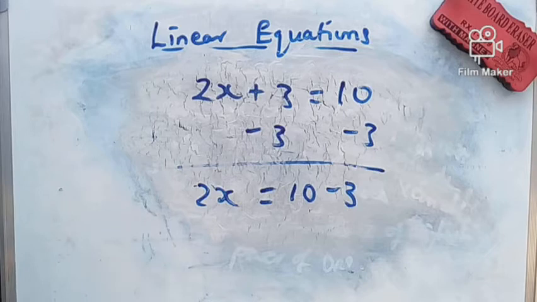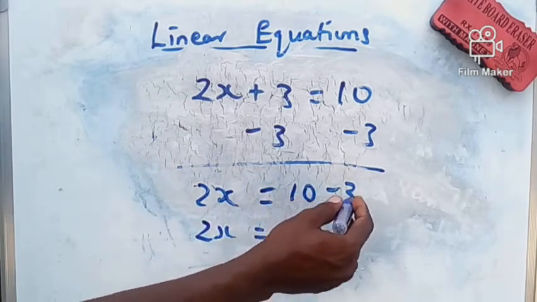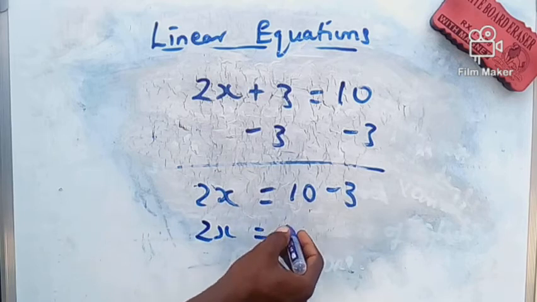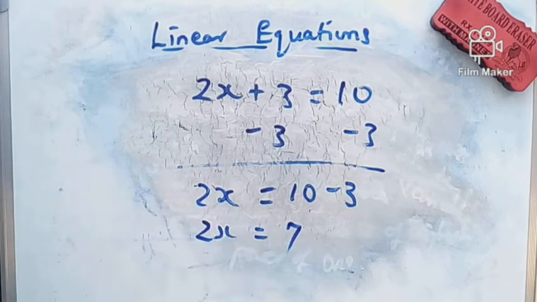So once I have done this, the next stage is to do what? Simplify. So let's go ahead and simplify this. Let's evaluate what this is. This becomes 2x equal to 10 minus 3, which is what? 7. Now this is what I have: 2x is equal to 7.